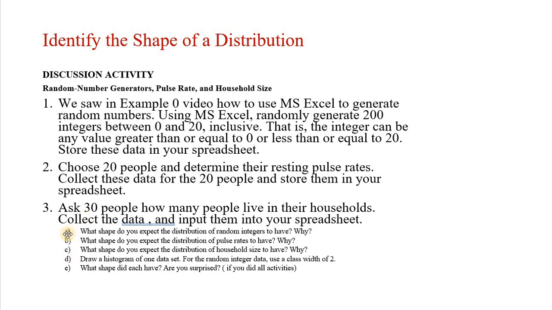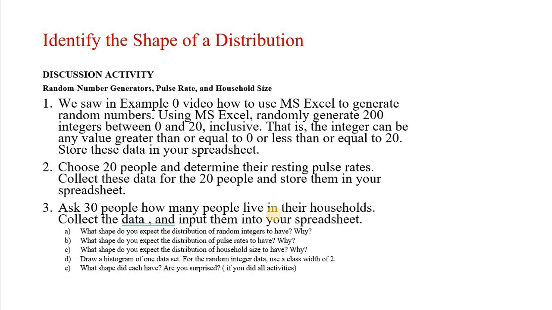I want you to answer A, B, or C. So choose from A, B, or C. I want you to answer D. And then if you did all of them, I want you to answer E.